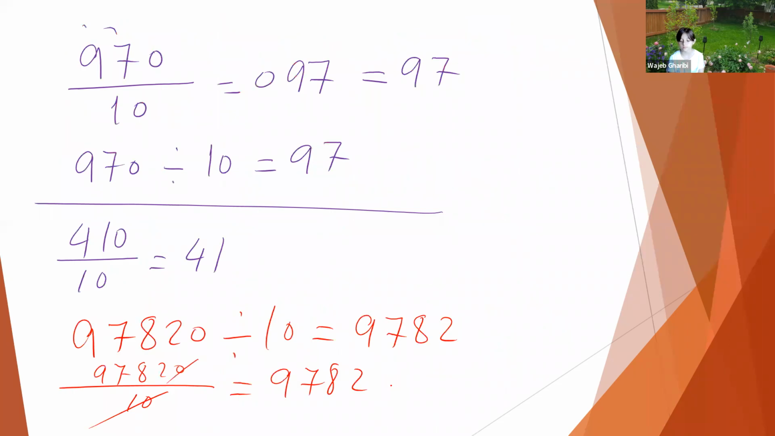Okay, so we can give a rule here for division by 10. If we have any number divisible by 10 and divide it, we can delete 0. This is an integer number. 970 divided by 10 equals 97. Okay, 410 is divisible by 10 because it ends in 0. Now 410 divided by 10 equals 41. So we delete only 0. Okay.